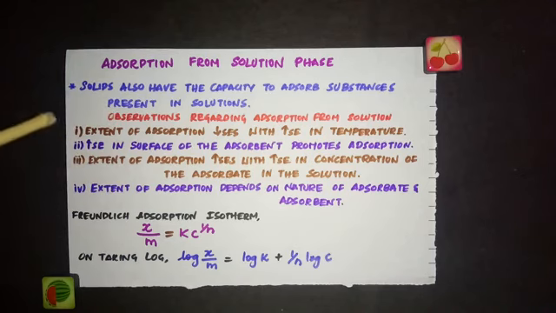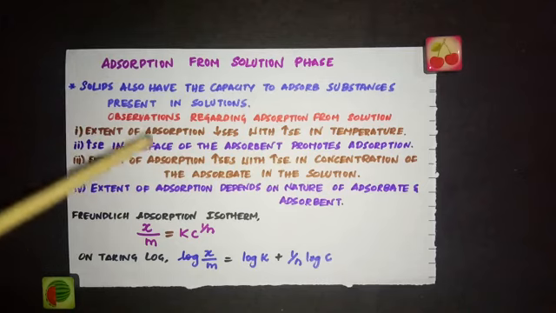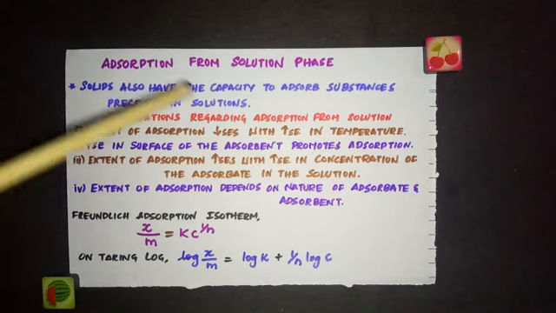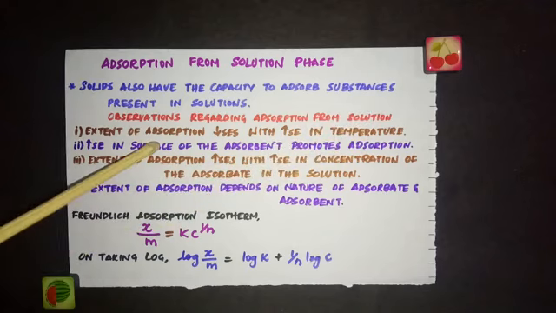Now, what are the observations regarding adsorption from solution? First one, the extent of adsorption decreases with increase in temperature, just like how we have seen for adsorption of gas on solid. Adsorption of liquid on solid also decreases with increase in temperature. And the second point, increase in surface of the adsorbent promotes adsorption, which we have seen already. As the surface area of the solid increases, the extent of adsorption also increases.